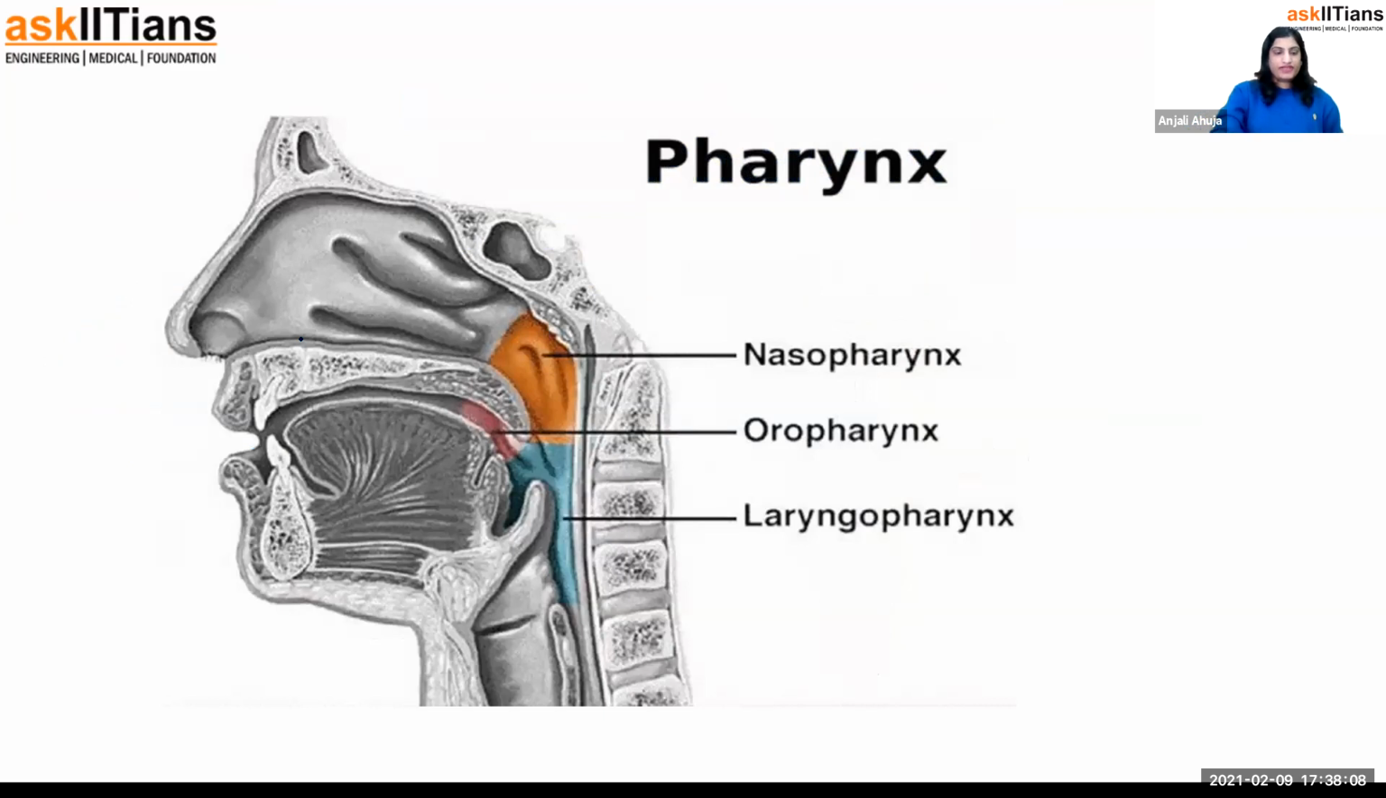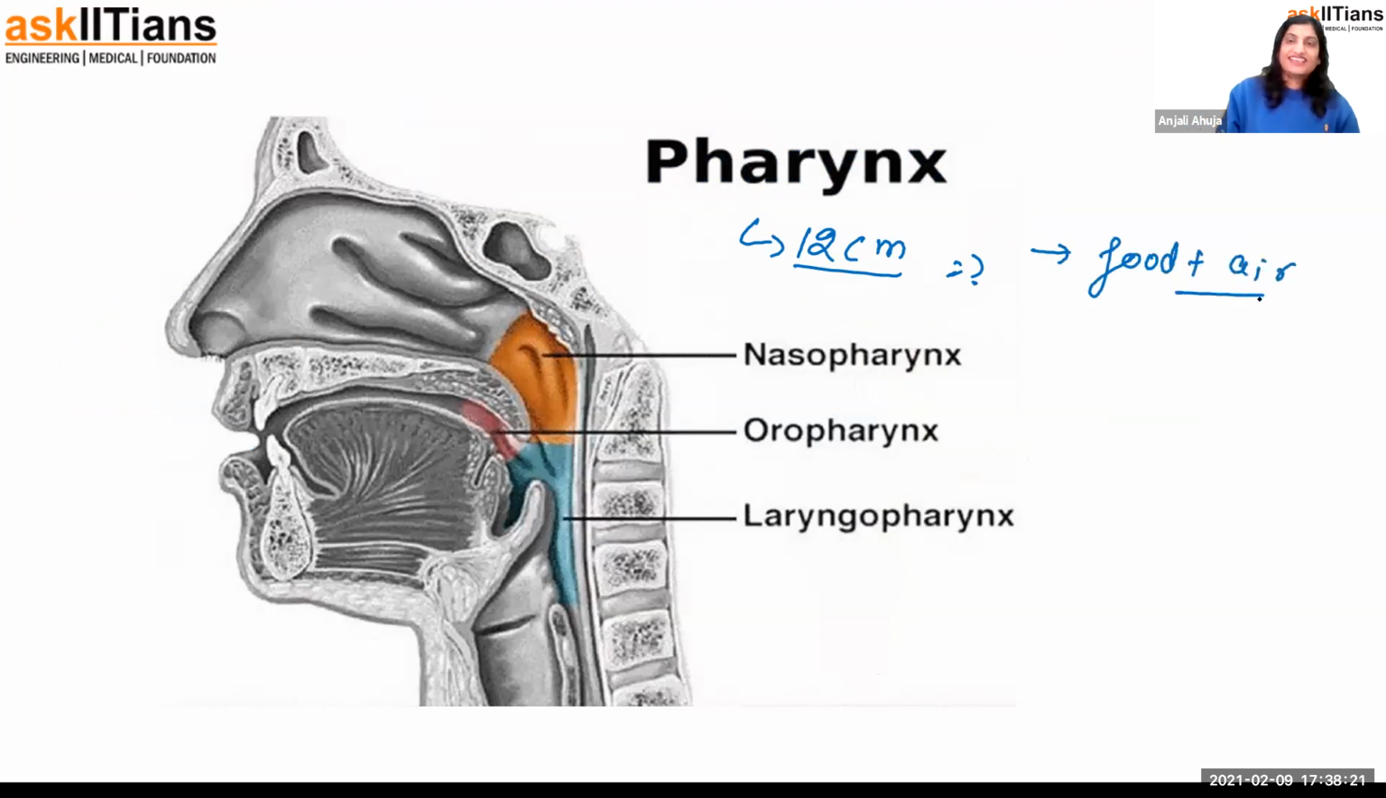Let's talk about the pharynx. Pharynx is a nearly 12 centimeter long funnel, and this is a common passage for food and air. That is the reason this is externally covered up by a flap, and that flap is known as the epiglottis.